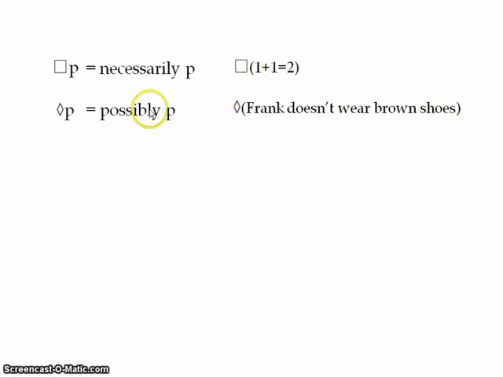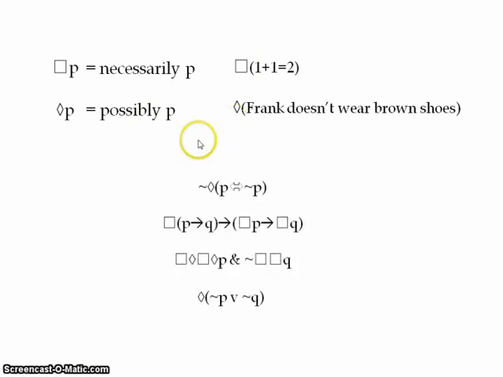Obviously, if you're dealing with formal logic, then you'll be seeing statements more like this. Here we've got not possibly P if and only if necessarily not P. Here we've got necessarily if P then Q, then if necessarily P then necessarily Q. Here we've got necessarily possibly P and not necessarily Q, and so on.